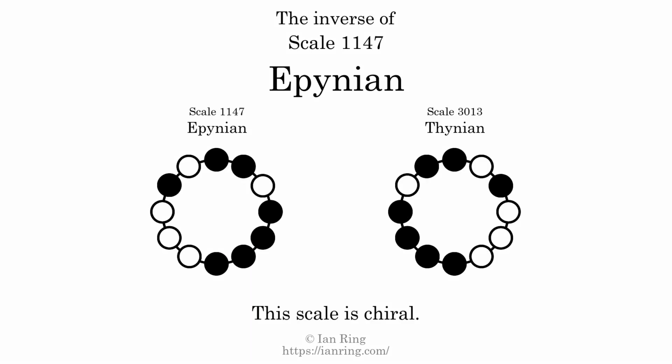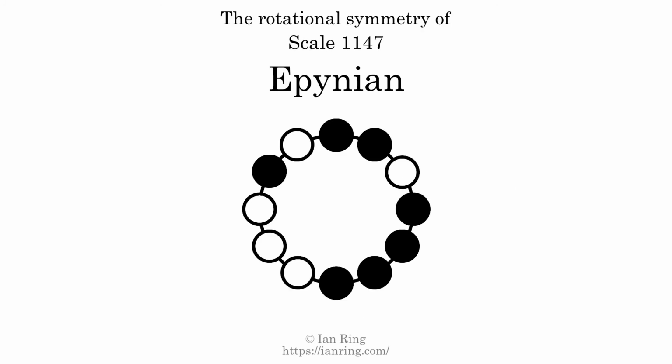The inverse of a scale is a mirror image. It is what you get when the sequence of intervals is reversed. The inverse of this scale is scale 3013, also known as Epynian. This scale is chiral. It cannot transform into its inverse by rotational transformation. This scale has no rotational symmetry.